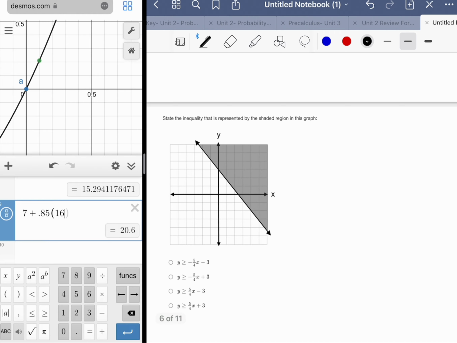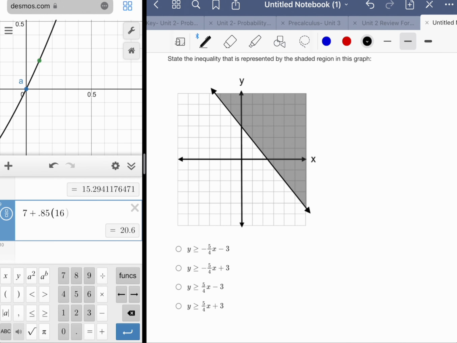All right, state the inequality that's represented by the shaded graph or the shaded region. Well, first off, I noticed that it's a solid line. Solid lines correspond with greater than or equal or less than or equal to symbols. So we're looking at all four choices involving a greater than or equal to symbol, so that's no help. But the line itself has a y-intercept of 3.